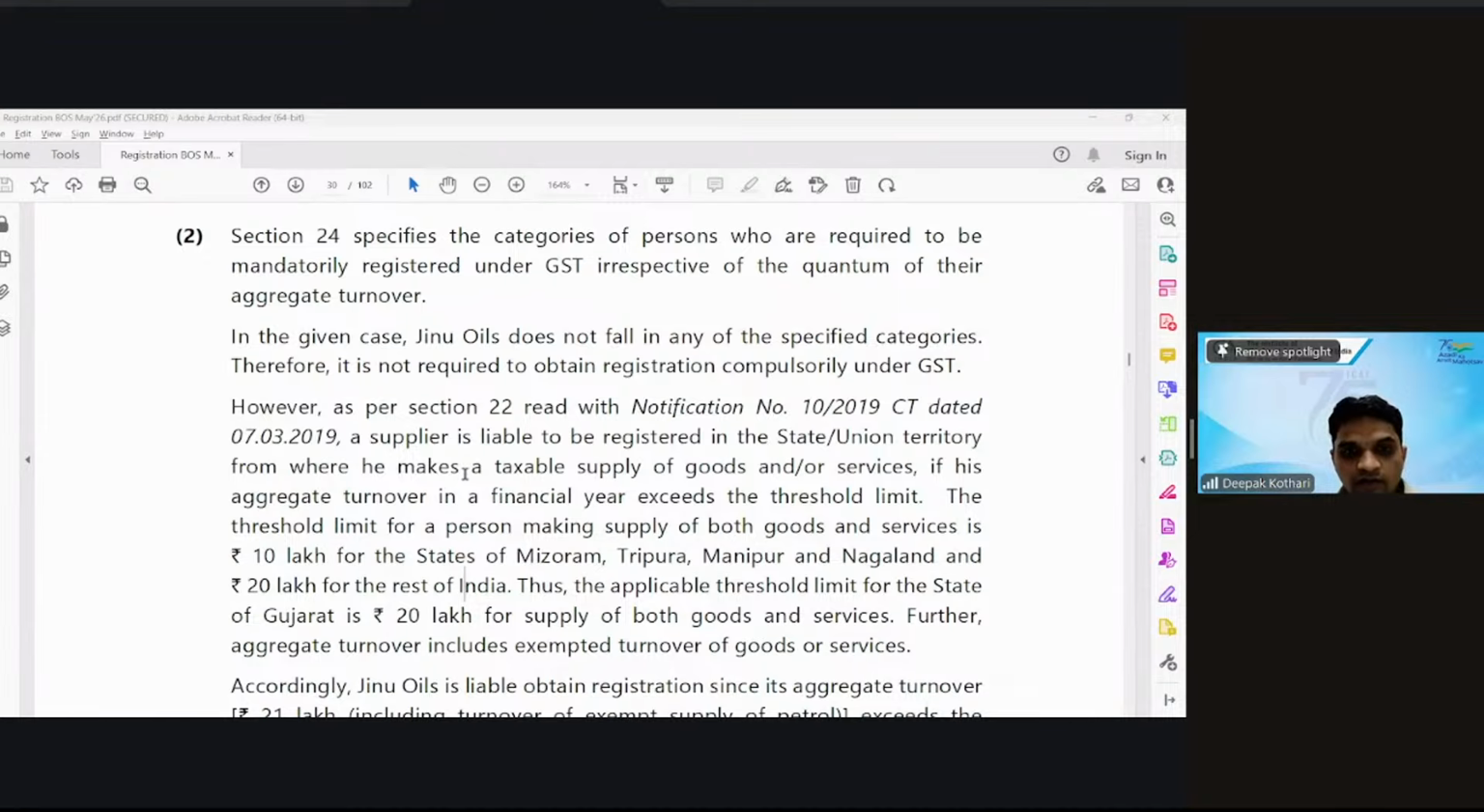Yes. 20 lakhs is his aggregate turnover, so he has to register. Turnover will be 15 lakhs, taxable turnover may be 15 lakhs, but aggregate turnover, Mustafa, is 21 lakhs.